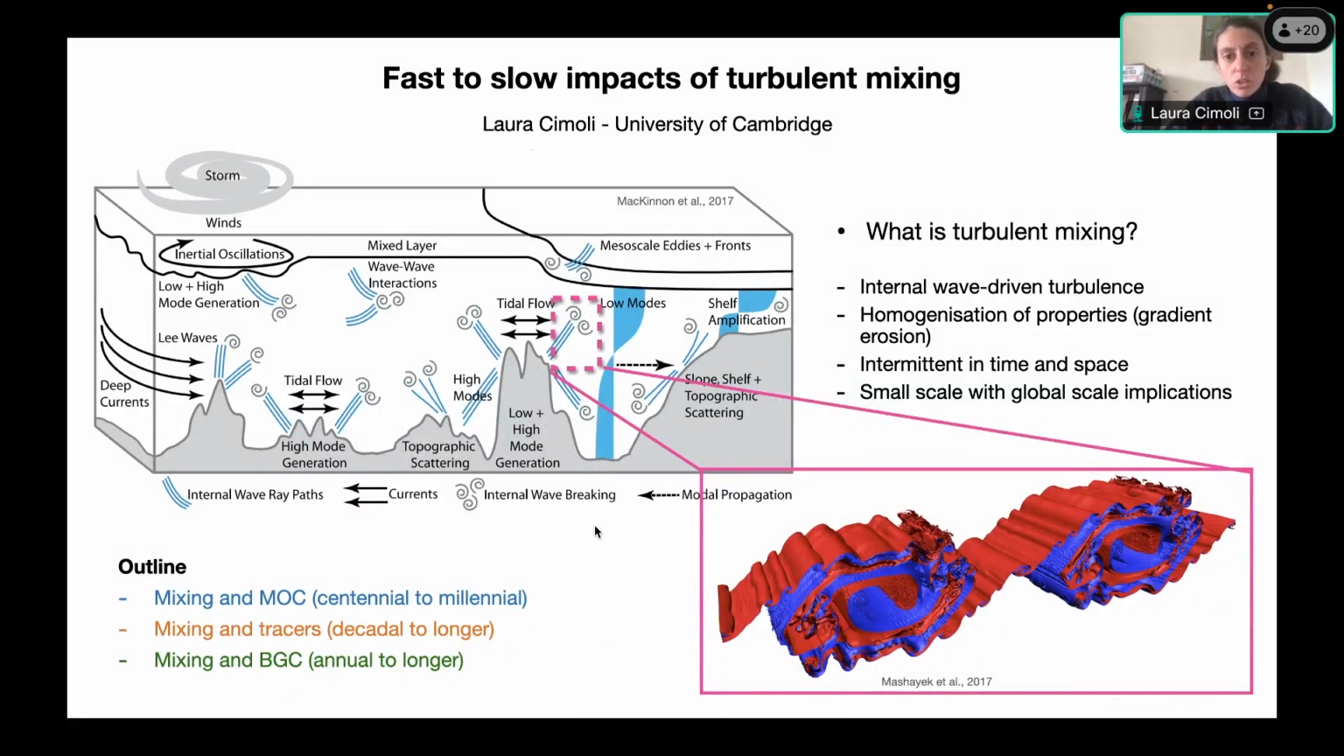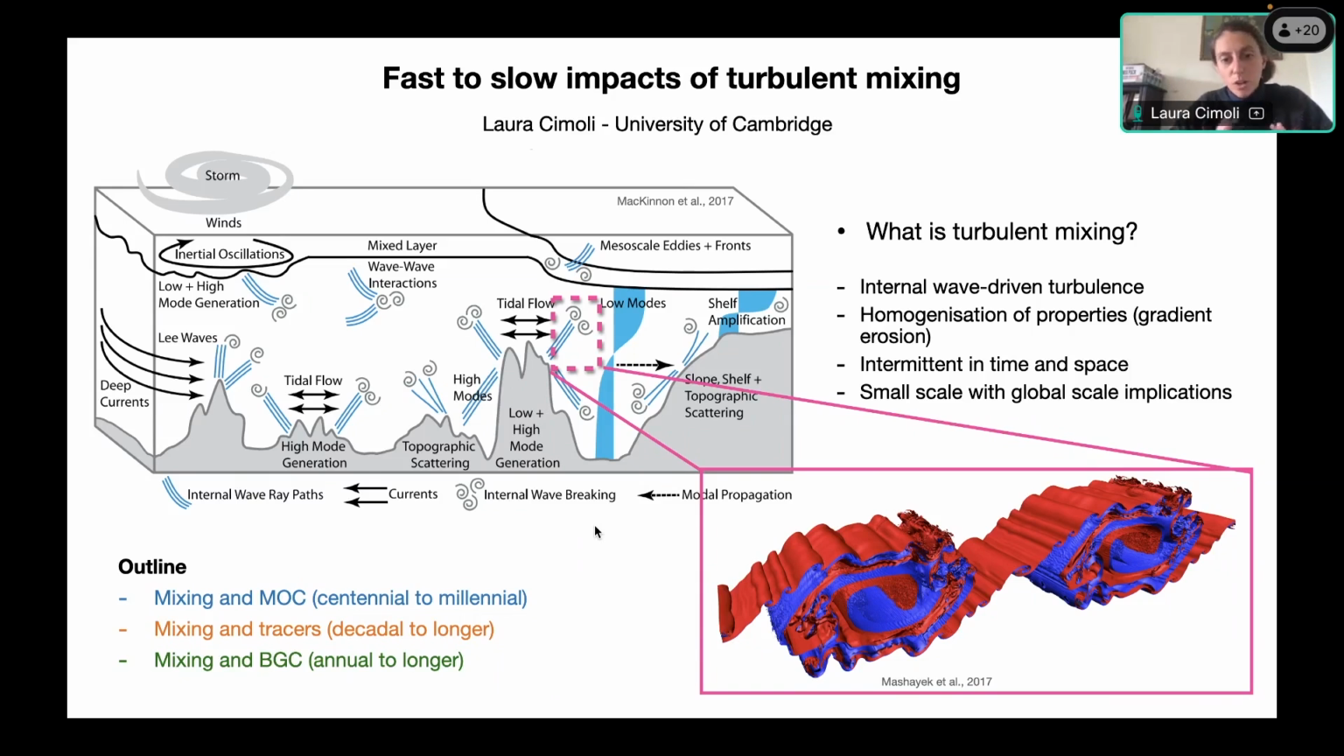So this talk is going to focus on the pathways that are regulated by turbulent mixing. I will give a brief overview of what mixing is, mostly because of the multidisciplinary audience that we have. Then the talk will discuss three different ways mixing can affect either the circulation or the tracers that are carried by the circulation on very different time scales.